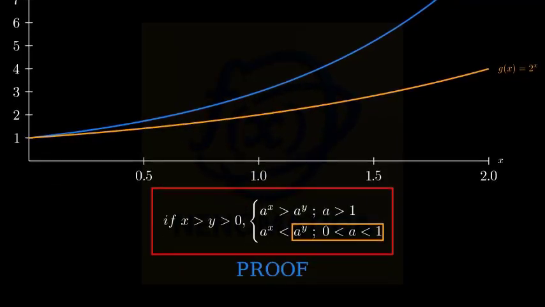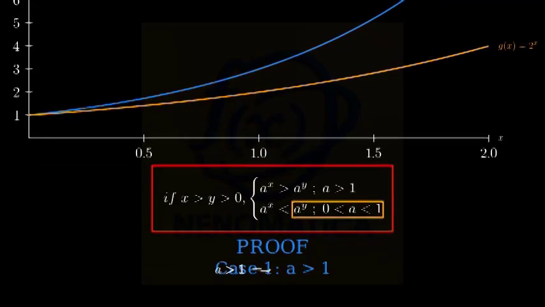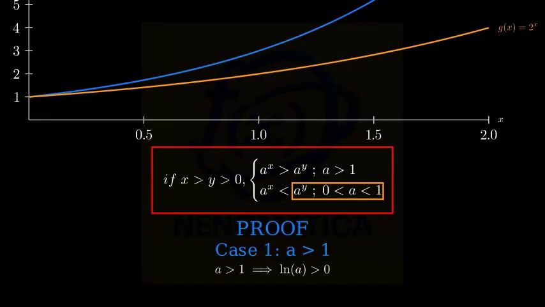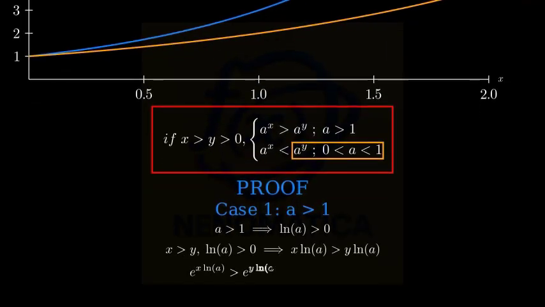Given that x is greater than y, and both are greater than 0, we'll analyze two cases based on the value of a. Case 1, when a is greater than 1. If a is greater than 1, then the natural log of a is positive. Since x is greater than y, and the natural log of a is positive, we have x times the natural log of a is greater than y times the natural log of a. Taking the exponential of both sides, we get a to the power of x is greater than a to the power of y, which proves the first case.